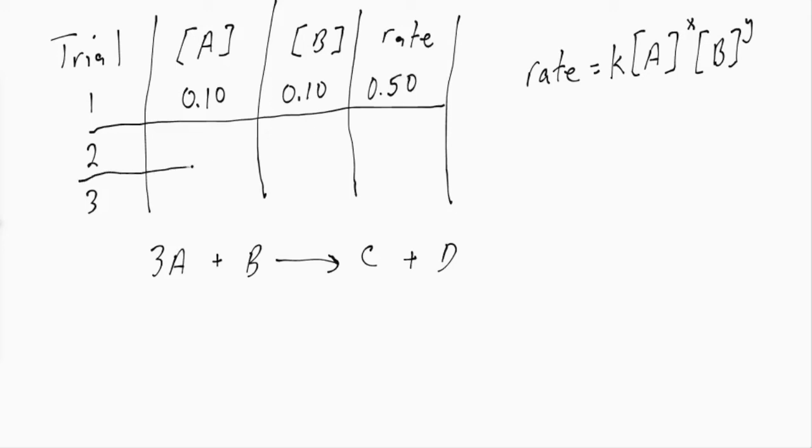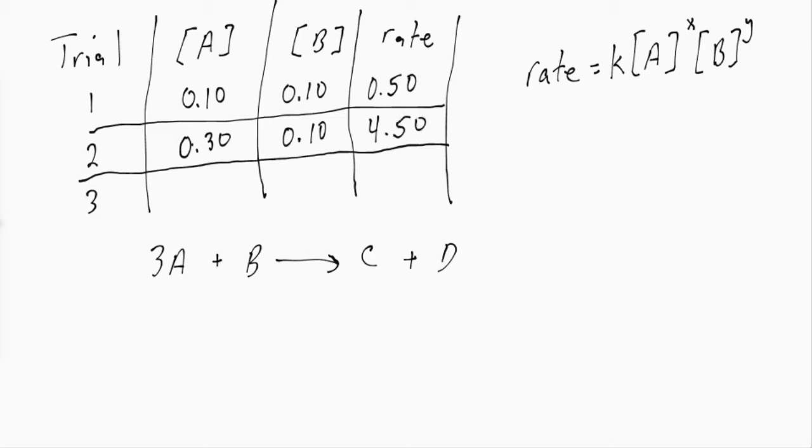We have to do another experiment, and we're going to hold one of these reactants constant. So we'll hold B constant. We don't have to double, we could even triple the concentration of A. It's okay, you don't have to have an exact amount, whether you're doubling, tripling, quadrupling. And then we see what the resulting rate is, and here's the rate.